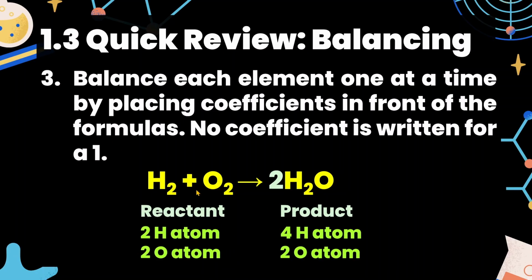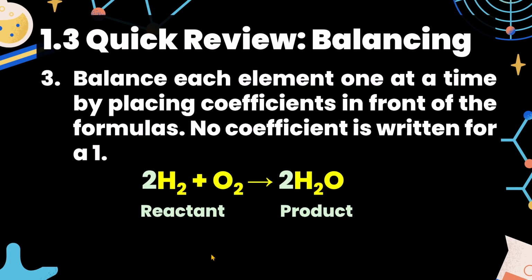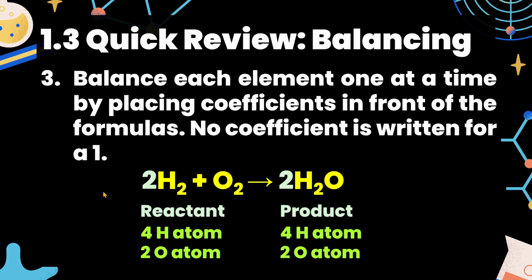But if you observe it in this chemical reaction, 2 and 4, or 4 is a multiple of 2. So that simply means we just have to multiply 2 in the reactant side for hydrogen in order to come up with 4. So 2 is written as a coefficient for hydrogen gas. So that means 2 is a multiplier for the subscript 2 for hydrogen. So 2 times 2 is 4.